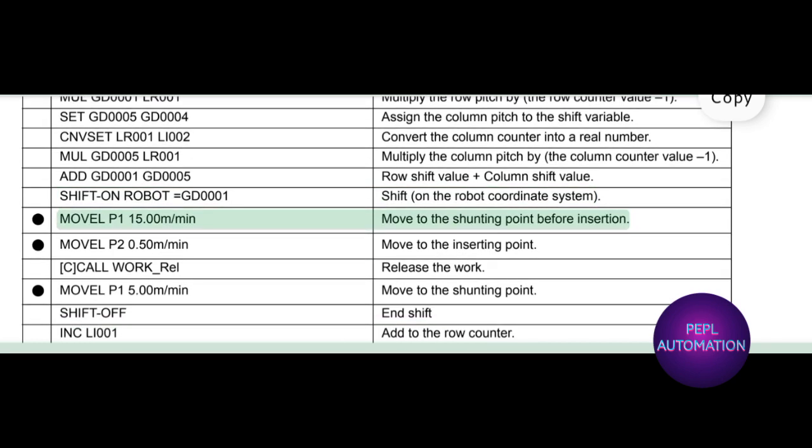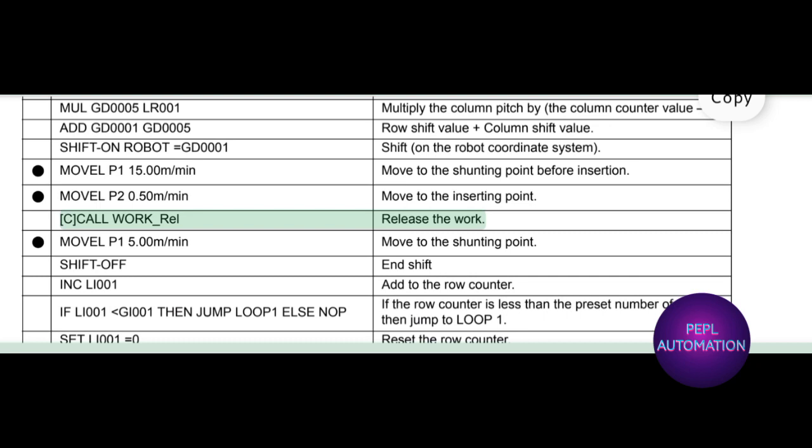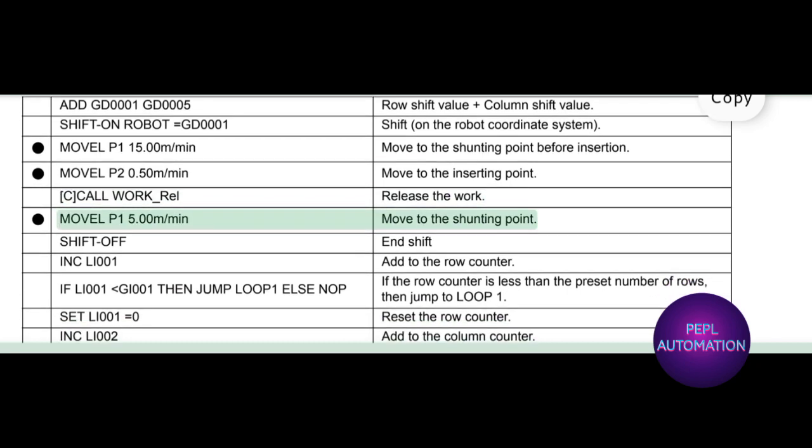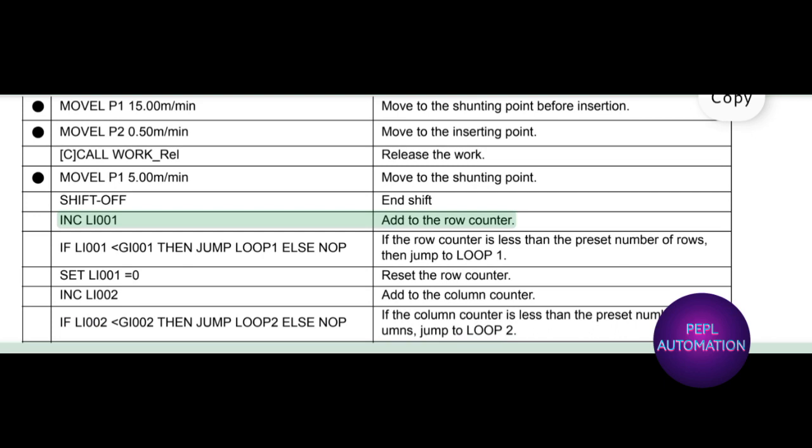MOVELP 115.00 meters per minute. Move to the shunting point before insertion. MOVELP 20.50 meters per minute. Move to the inserting point. CALL work_rel. Release the work. MOVELP 15.00 meters per minute. Move to the shunting point. Shift off. End shift. Inc LI001. Add to the row counter.